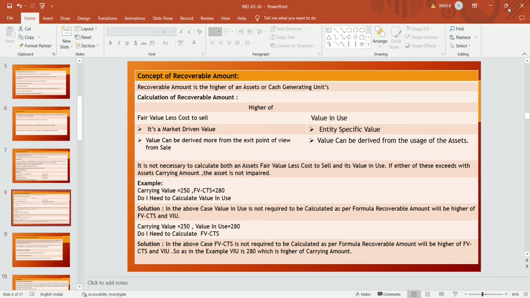It is not necessary to calculate both an asset's fair value less cost to sell and its value in use. If either of these exceeds the asset's carrying amount, the asset is not impaired.